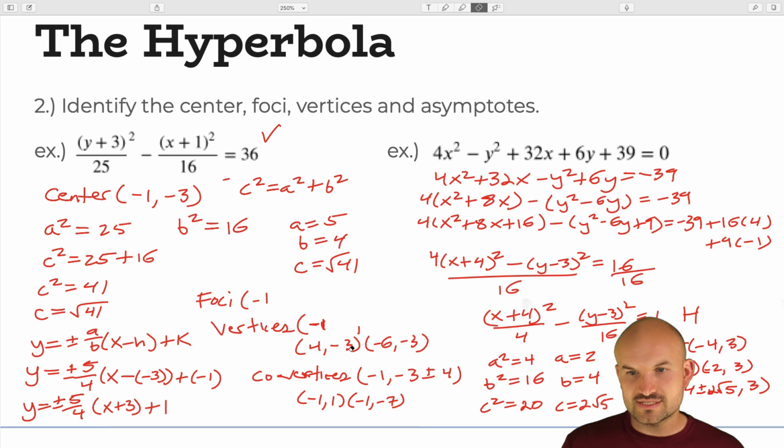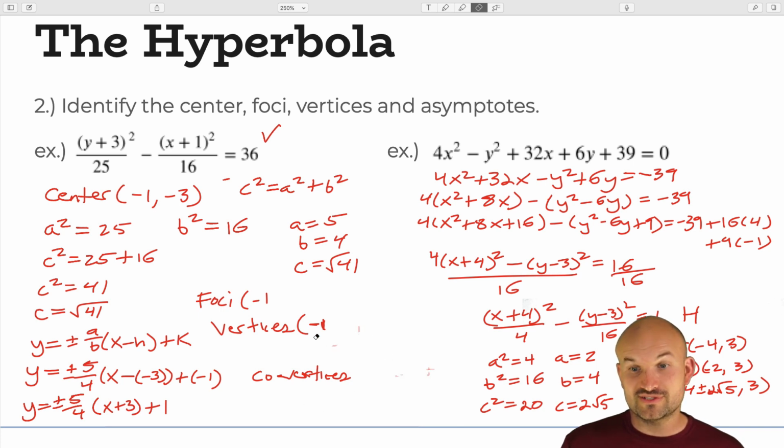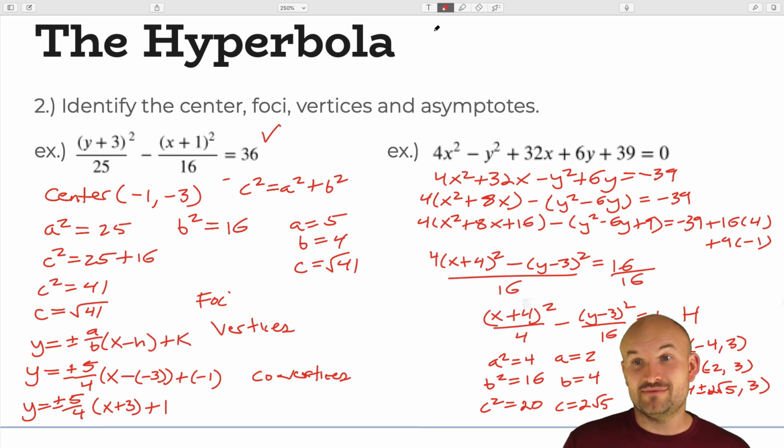So let's go ahead and fix that. Wow, good thing I catch my work here. All right, so let's go ahead and do it correctly now for you. I was going to do these other problems, but you can see how easy it is to really get everything mixed up. So my foci, we're going to take the center.